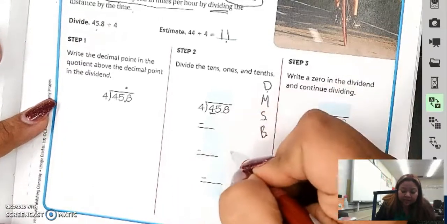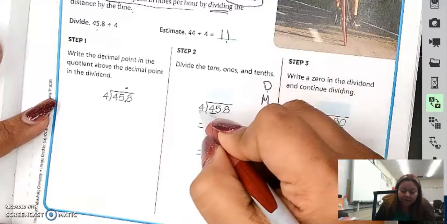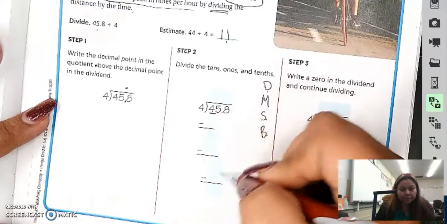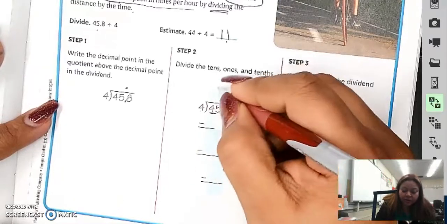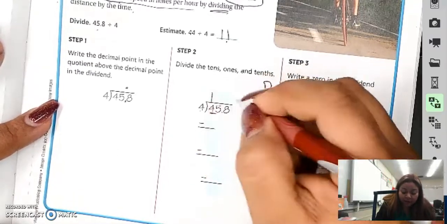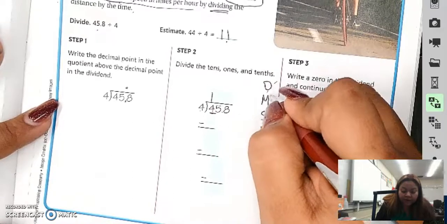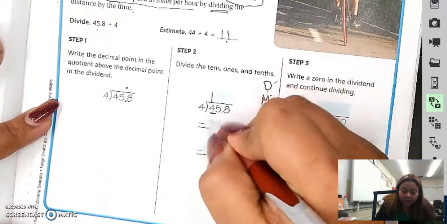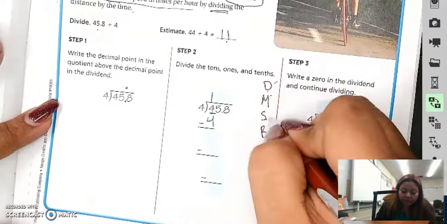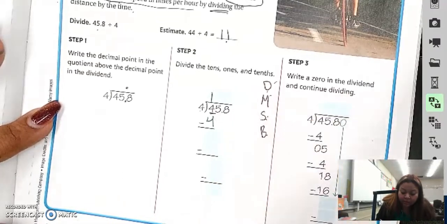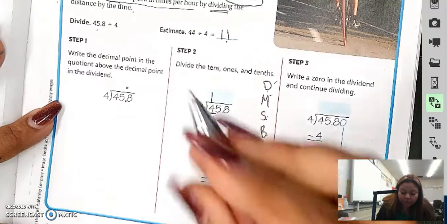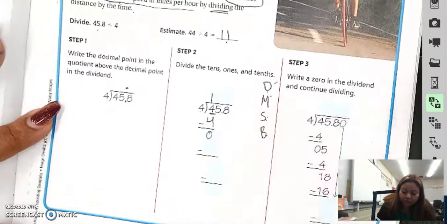So my first step is to divide, and I'm going to start by dividing the tens. This is my tens. Can I fit the 4 into the 4? Yes, I can fit the 4 into the 4, and I can fit it one time. So I divide it. Now I'm going to multiply. 4 times 1 equals 4. Then I'm going to subtract. 4 minus 4 equals 0.